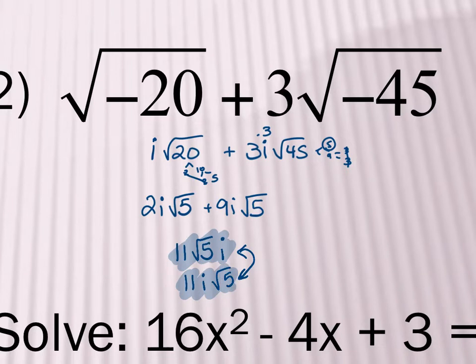Questions on that one? Which one, for which one? For the second one? So the two 3s come out as one 3, but there's already a 3 there. Oh. So you multiply those together.